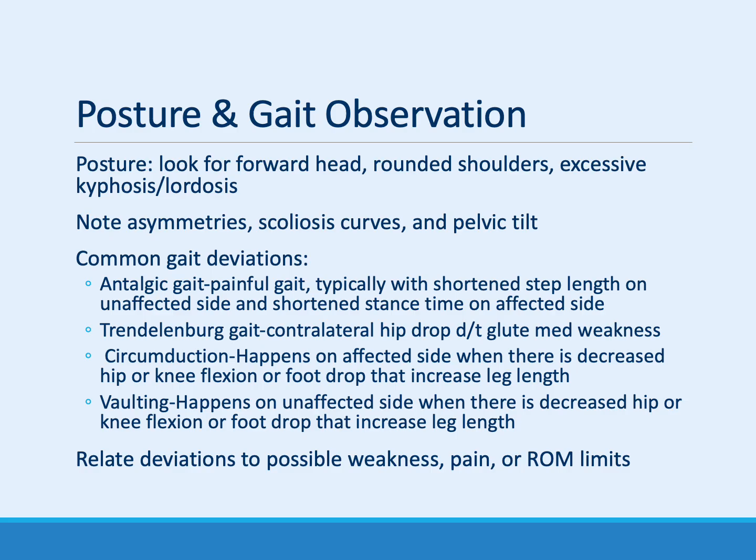Circumduction and vaulting are often going to suggest an effectively longer limb or limited knee or hip flexion. And so circumduction is going to happen during the swing phase on the longer leg. Vaulting is going to happen during the stance phase on the shorter leg. But either way, the goal is to help create greater clearance for the longer leg.